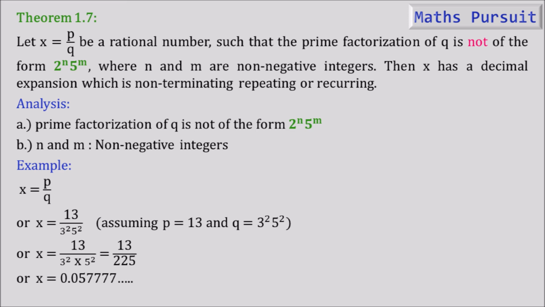So if we would have 2 to the power 2 and 5 to the power 2, then definitely it would terminate. But here you could see that instead of 2 you are seeing 3 with 5. So if any number comes apart from 2 and 5, then definitely our decimal will not terminate. It will be non-terminating, repeating or recurring. So thus we could see that x has a decimal expansion which is non-terminating and repeating.